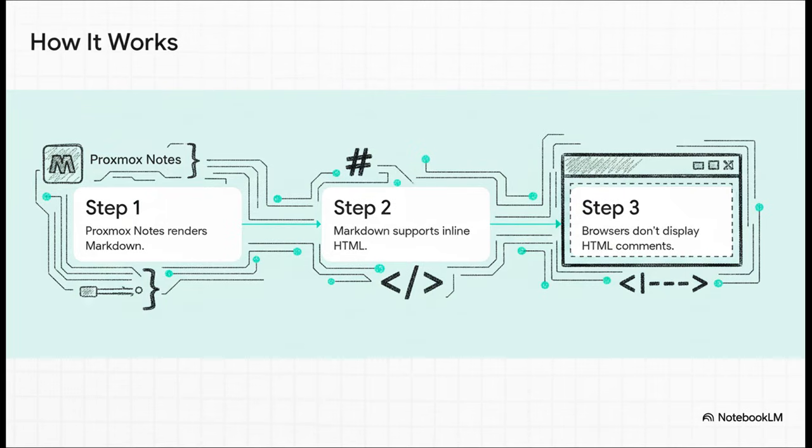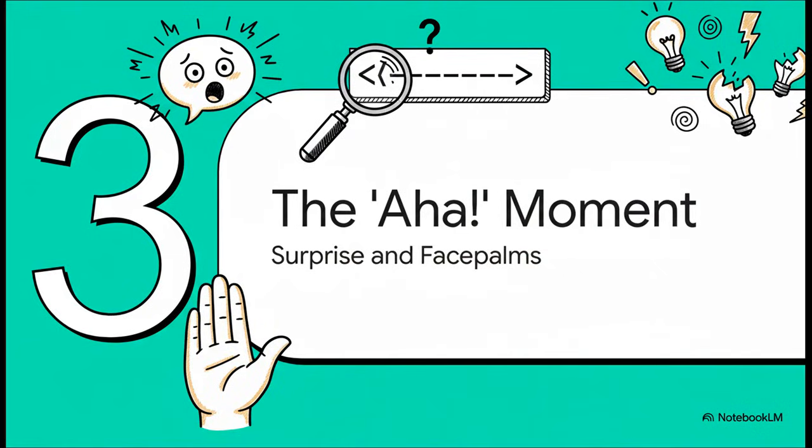It's a perfect little three-step chain of logic. First, what a lot of people don't realize is that Proxmox Notes actually renders Markdown. Second, Markdown is cool because it lets you just embed raw HTML right inside it. And third, it's a fundamental rule of HTML that web browsers simply do not display anything you put inside a comment tag. Boom.